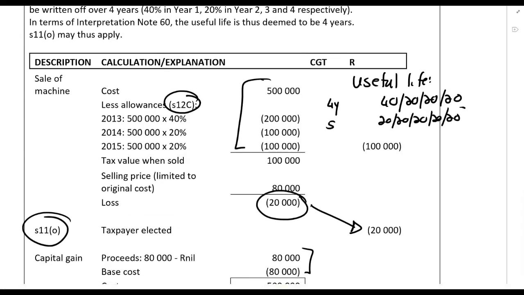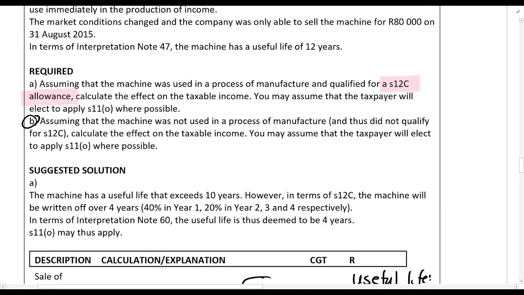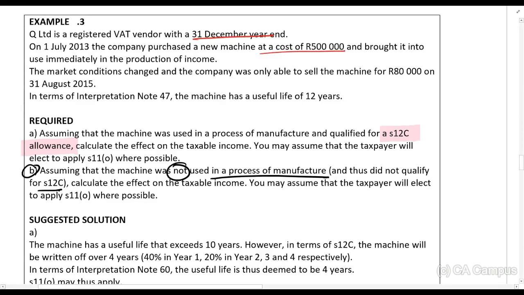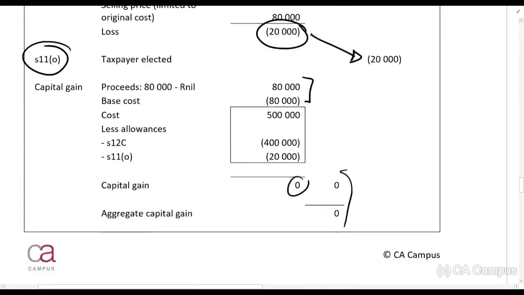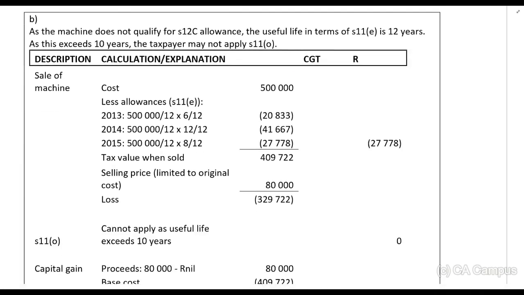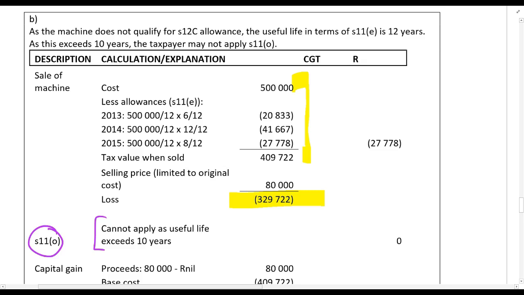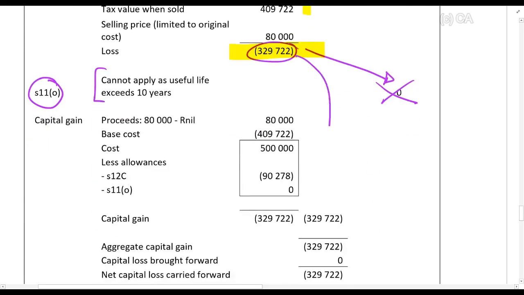But now, look at Situation B. Situation B says, assume that this is not used in the process of manufacture and it does not qualify for Section 12C, and that they will still elect Section 11O if they can. Now the problem is that it has a useful life of 12 years. So when you do this calculation, you will still do the calculation as usual and you calculate a loss. The problem is that you can only use Section 11O if the useful life is 10 years or less. It can't exceed 10 years. So that 329, you want to claim it. You can't claim it because it's for more than 10 years, so it basically ends up as a capital loss for you when you do your calculation.